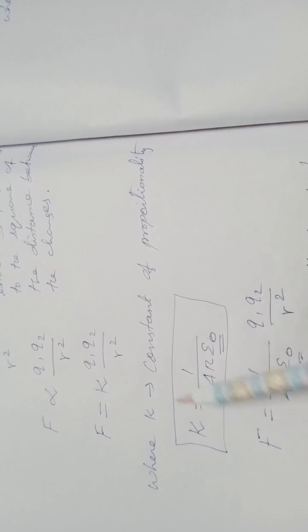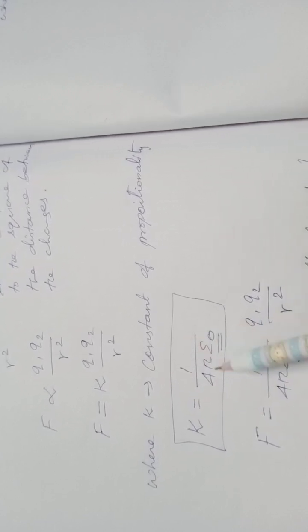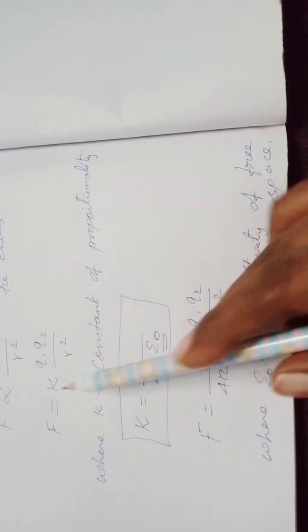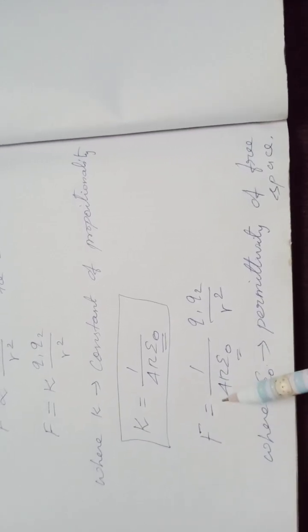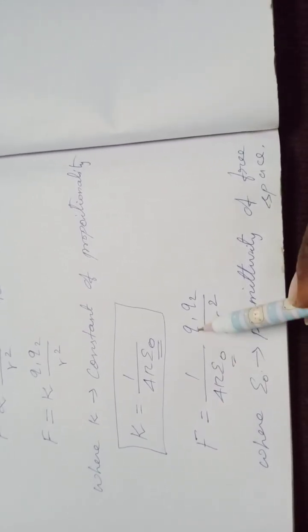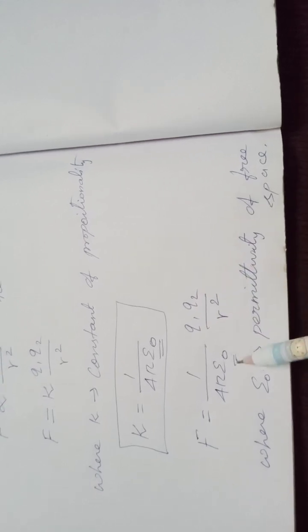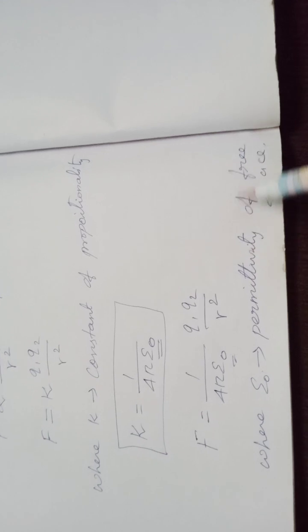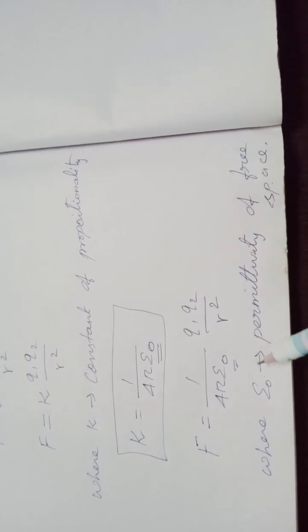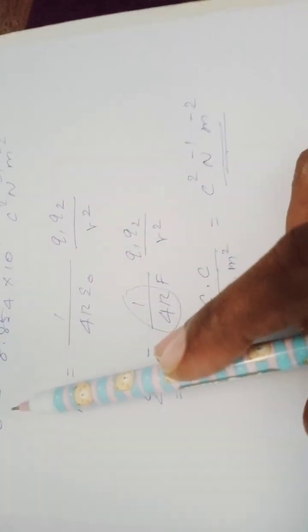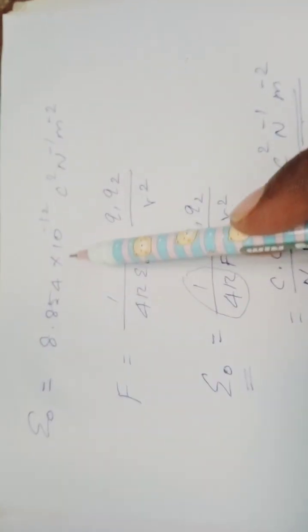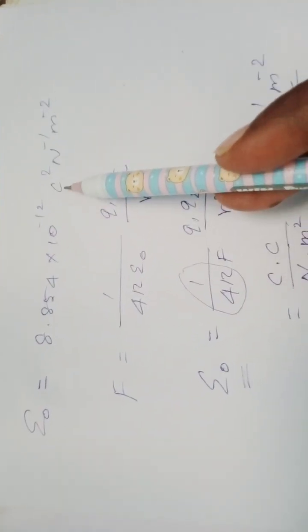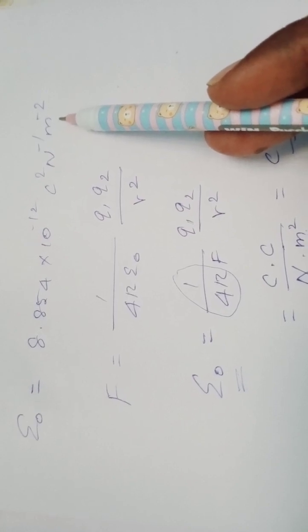constant of proportionality, and the value of the constant was also found, that is K is equal to 1 by 4 pi epsilon naught. Substituting the K value, the equation becomes F is equal to 1 by 4 pi epsilon naught Q1 Q2 by R square, where epsilon naught is called the permittivity of free space. The constant value of epsilon naught is 8.854 into 10 power minus 12 Coulomb square Newton power minus 1 meter power minus 2.